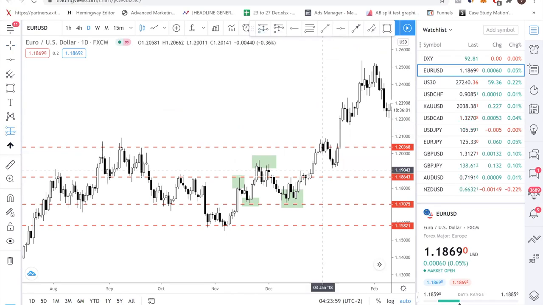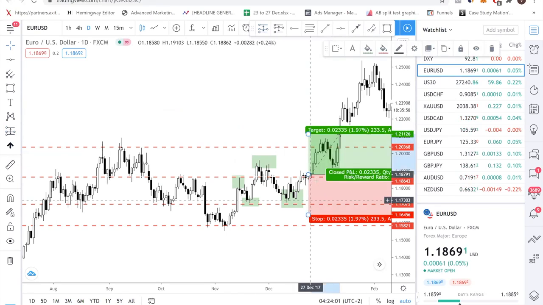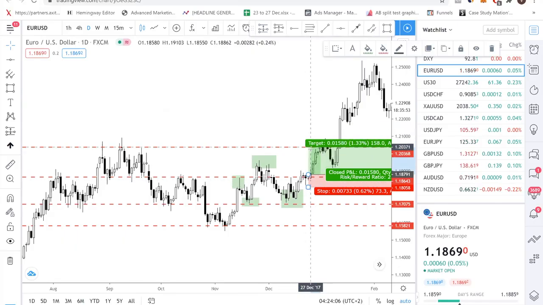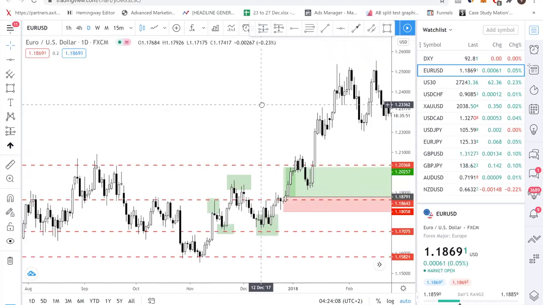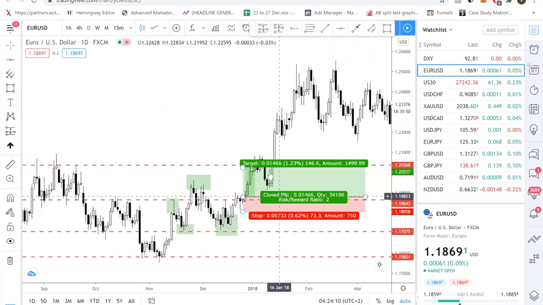So I probably enter on this candle here, and I just put my stop loss below, and I'll target the next resistance, which is somewhere here. Okay, so let's take a look. This one would have a very nice risk to reward of 1:2. Again, very simple. Just follow the steps.